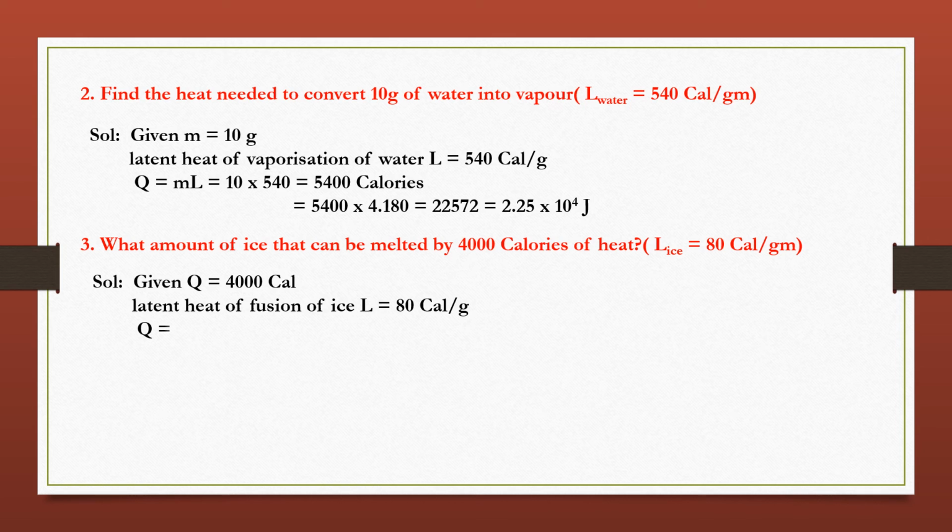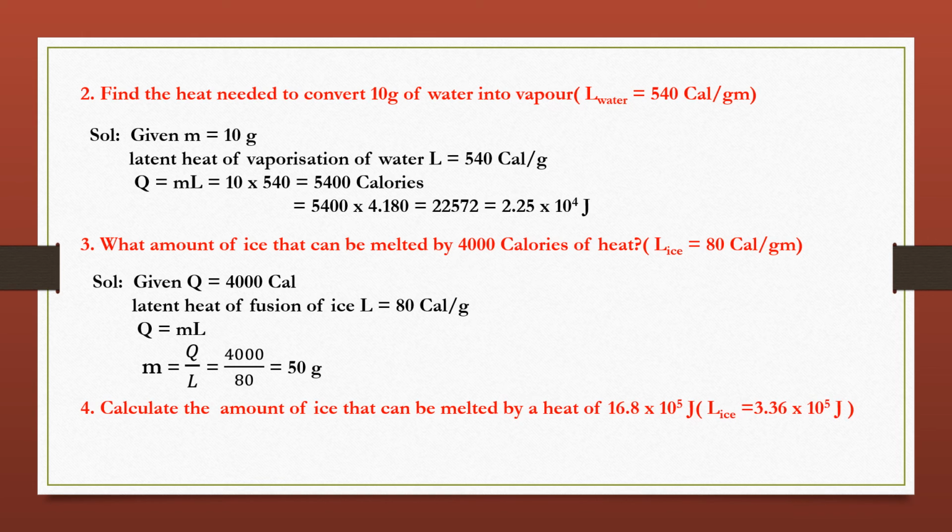So the same formula we have to use, Q is equal to mL. This time we have to find mass, so m is equal to Q by L, that is 4000 by 80. So we will get 50 grams. That means by supplying 4000 calories of heat, we can melt 50 grams of ice. Here is one more problem for your practice, and you can check the answer. The answer is 5 kg.